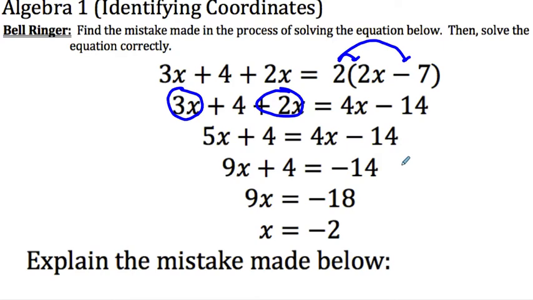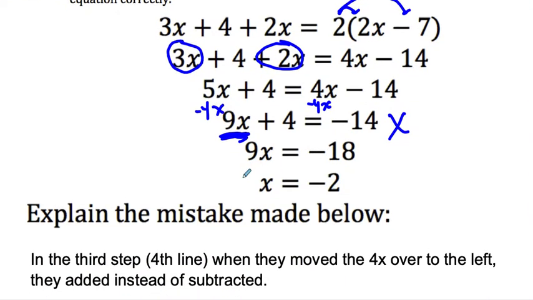No, this is where the mistake happened, right here in this step. This should have been a subtracted, a minus 4x right here, minus 4x to leave us with 1x, not 9x. Okay, so explain the mistake. This is what I wrote in the third step, which is the fourth line, right? 1, 2, 3, fourth line. When they moved the 4x over, they added the 4x instead of subtracting the 4x. So that's where the mistake happened. Now, let's fix it.